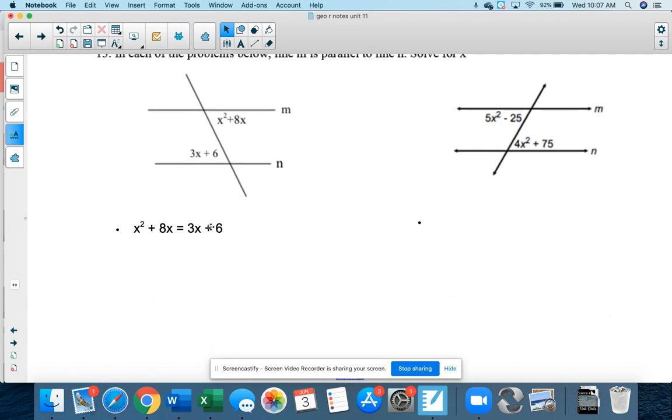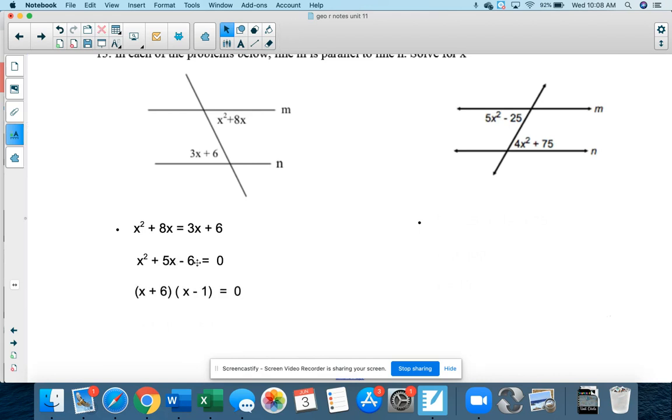Step 1, I want to get everything on one side, so I'm going to subtract 3x, and I'm going to subtract 6, and that's going to give me x squared plus 5x minus 6. Now with 6, you do have to be careful because the factors of 6 are 1 and 6 and 2 and 3, and both of those will give me 5 as a middle term depending on the sign. So you really have to be careful with the 6 and the 5 combination. In this particular case, this is a negative 6, so I need one of my numbers to be positive and one of them to be negative.